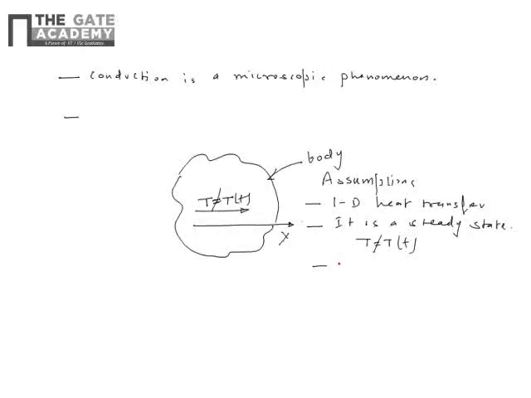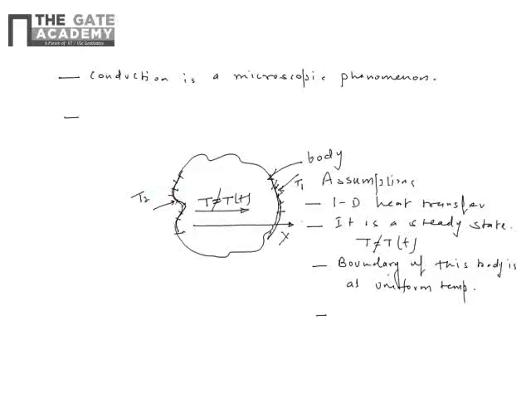Third one, the boundary of this body is at uniform temperature. What we mean by uniform temperature is that at this boundary, at any time, the temperature is T1. That means at all the points along this boundary, the temperature is T1. Similarly, let us say at this boundary, the temperature is T2, so at all locations along this boundary, the temperature is T2. And let us say this surface area is A.